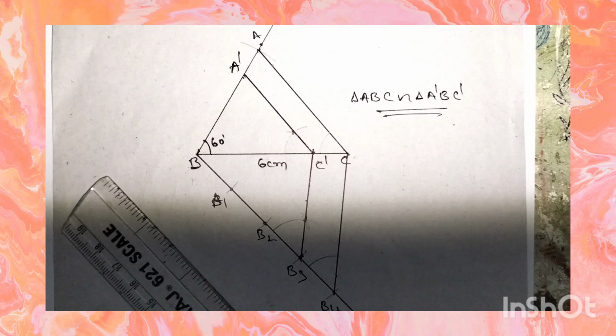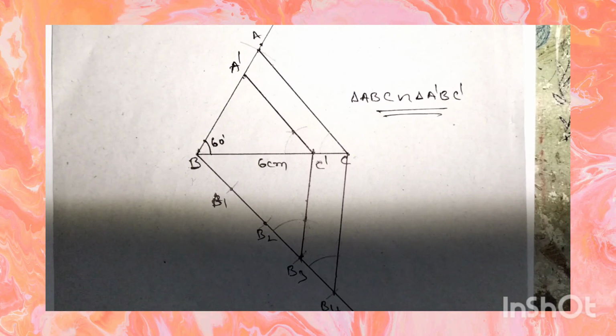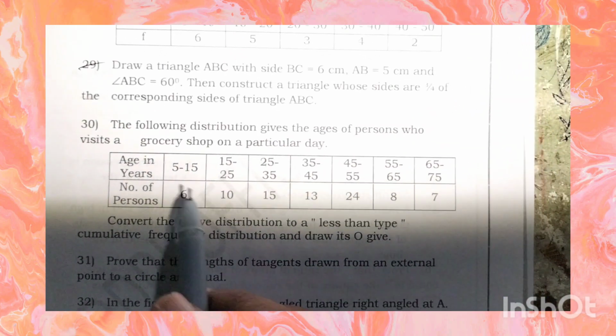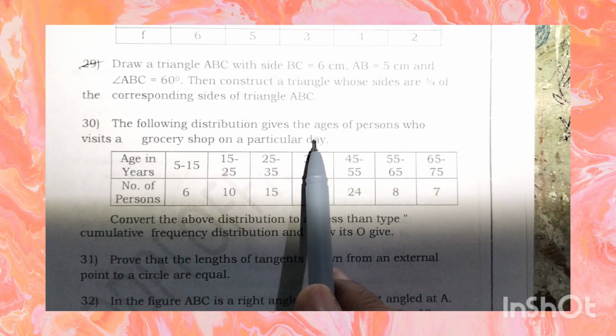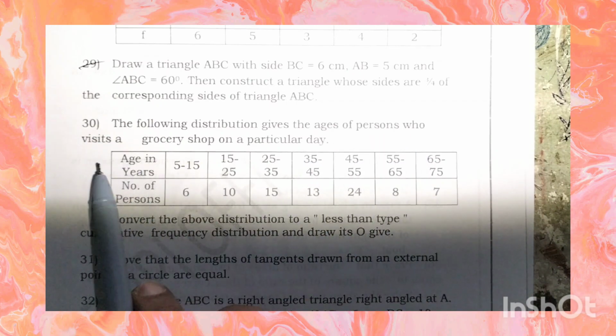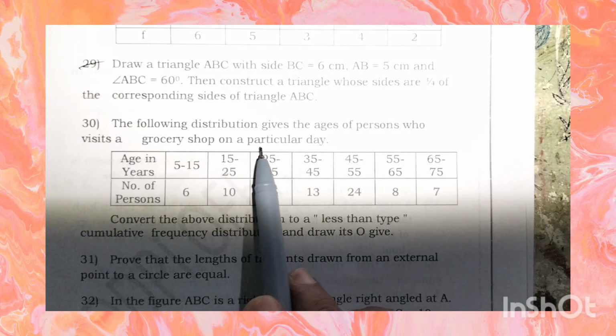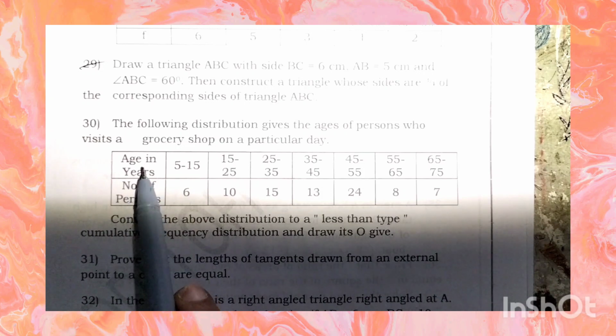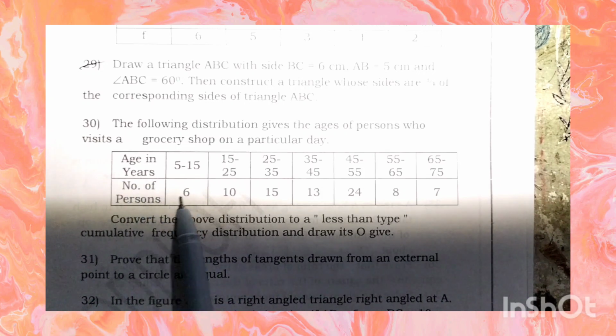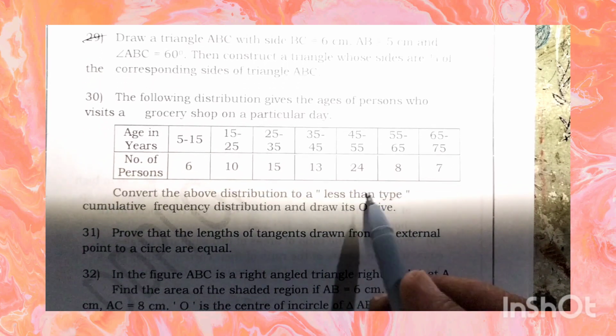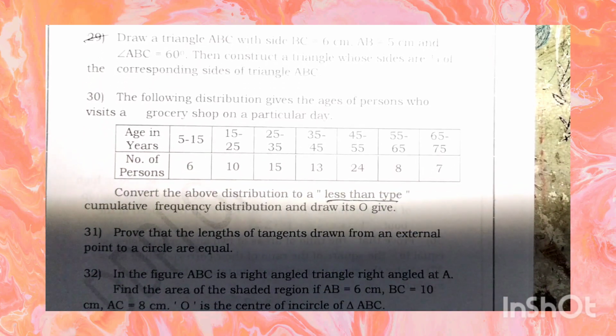Now one more question is there, that is we have to draw the ogive graph. Let us see how to draw the ogive graph. First let us see the question. The following distribution gives the ages of persons who visit a grocery shop on a particular day. Age in years is given, number of persons is given. By using this data, let us draw the less than type, that is ogive graph. So let us draw it now.